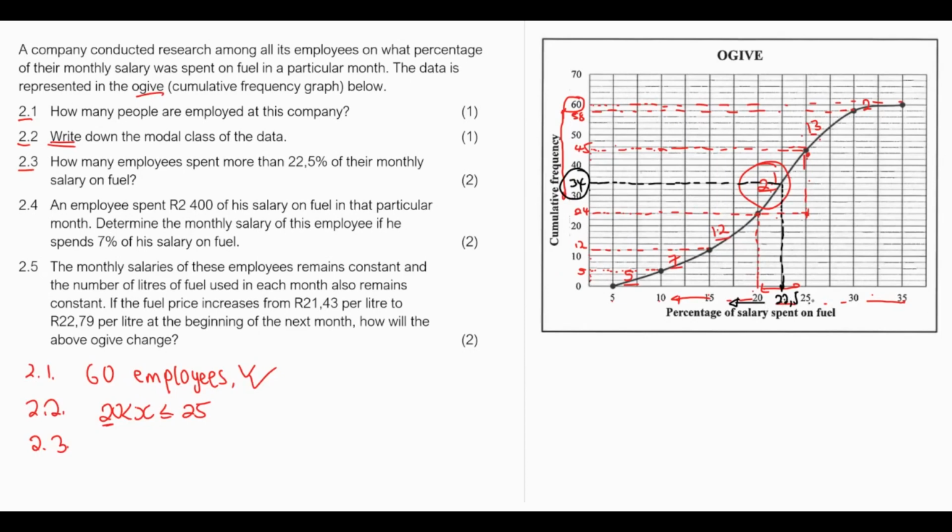Now, how many people are using more than 22.5%? Then you have to say 60 minus 34, which is equal to 26 employees. Meaning that 34 employees used less than 22.5% and 26 employees used more than 22.5%. And then 34 plus 26 will give you your 60.